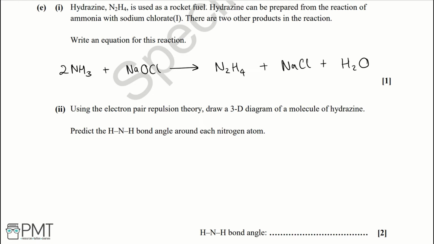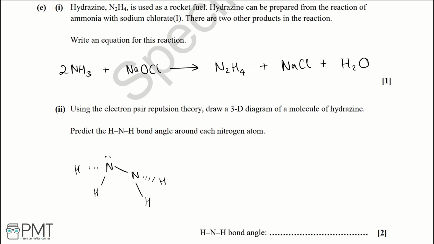Part 2. Using the electron pair repulsion theory, draw a 3D diagram for a molecule of hydrazine. Predict the HNH bond angle around each nitrogen atom. Okay, firstly drawing the structure of hydrazine. We have N bonded to an N, and then we have 2 hydrogens attached to each nitrogen. So that will be like this.